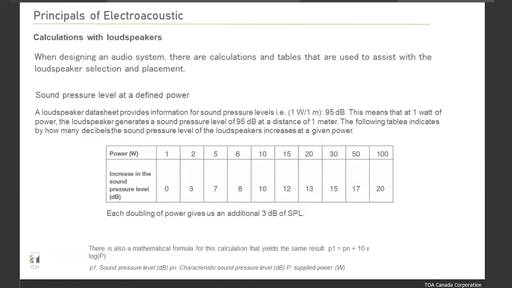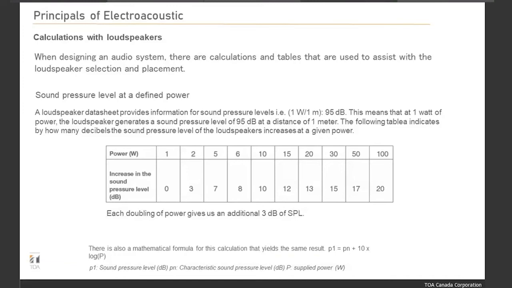It means that at 1 watt of power, the loudspeaker generates a sound pressure level of 95 dB at a distance of 1 meter. And then the following table indicates how many decibels the sound pressure level of the loudspeaker is increased at a given power. So if you go to 2 watts from 1 watt, you have a 3 dB increase, and then at 5 watts it's a 4 dB increase, and so on.